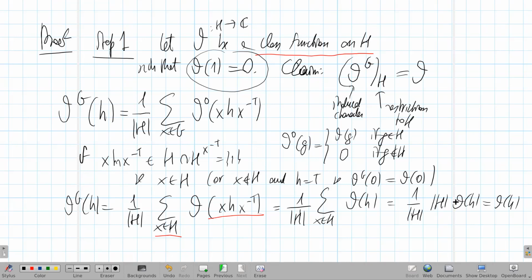Okay, so we have obtained this fact, sorry for the slight mishap, that if you induce theta to G and then consider its value on H, you get theta. So for h in H, you consider the restriction to H, and we get this. That's the first important step that we are going to use.